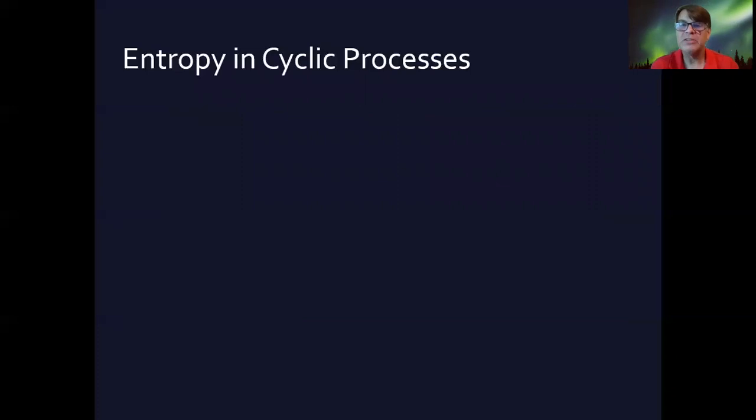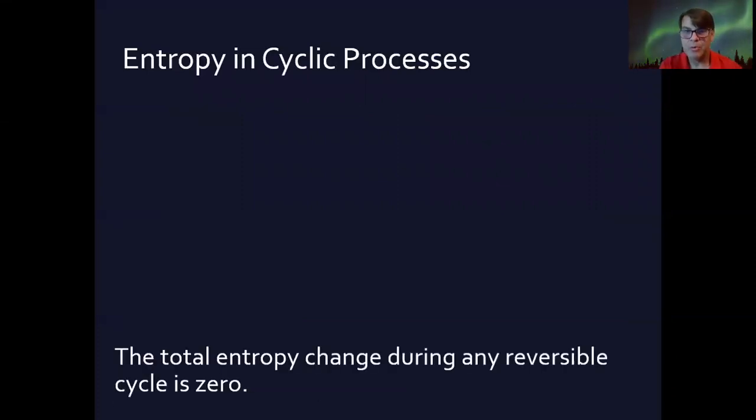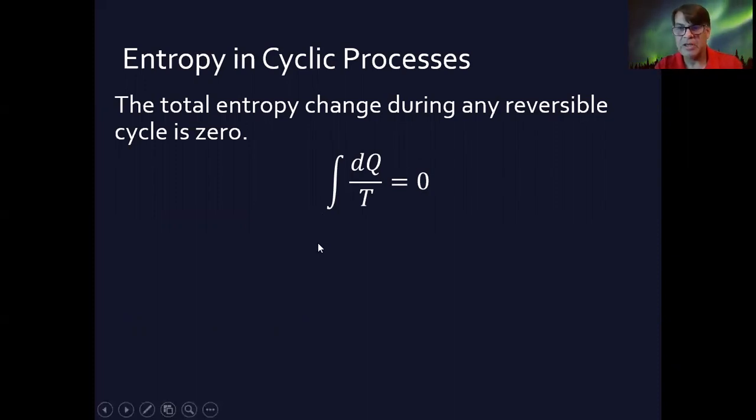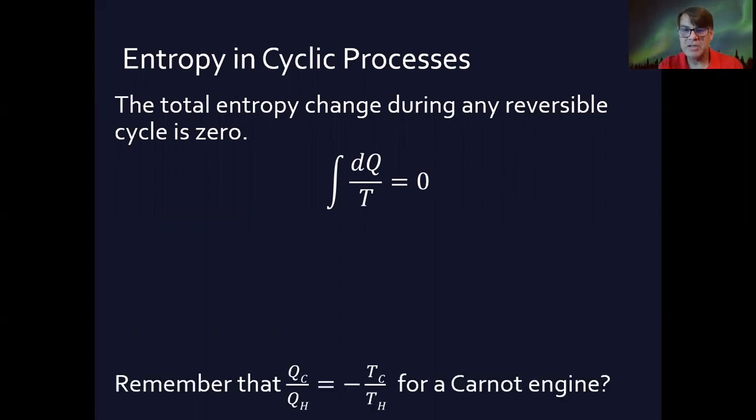All right, so let's talk about entropy in cyclic processes. So like a Carnot cycle. The total entropy change during any reversible cycle is 0. Now, as we'll see at the very last of this video, you can never have a decrease in entropy for a system. Most of the time, there's going to be an entropy increase because of a process. However, it is possible to have a cyclic process in which a cycle is reversible and there is 0 entropy change. That is to say that the integral of the infinitesimal change in heat, dq over T, is 0.